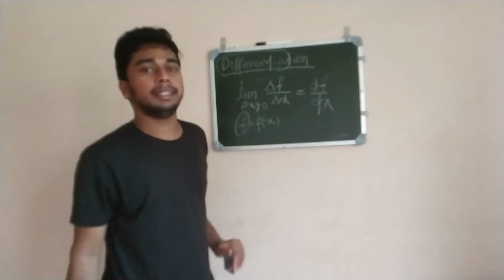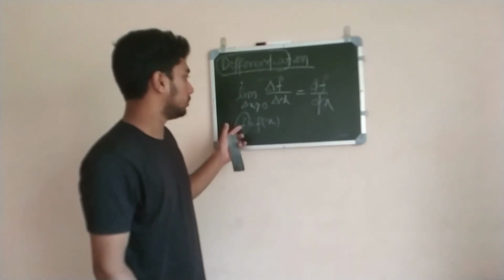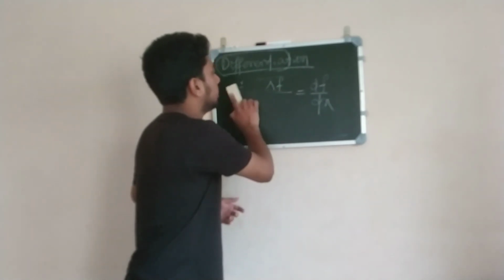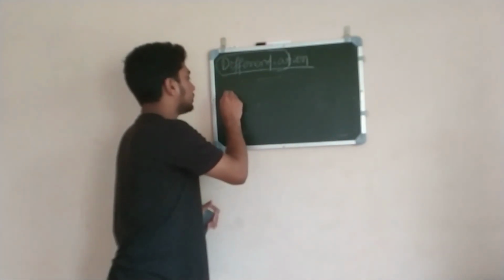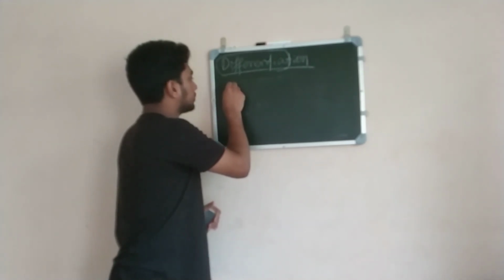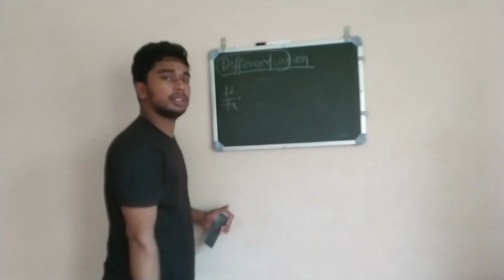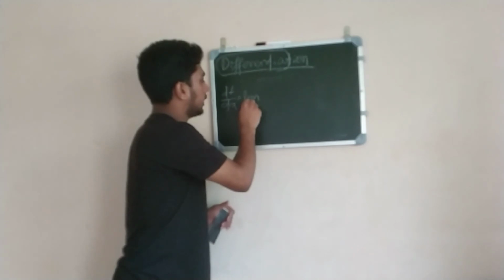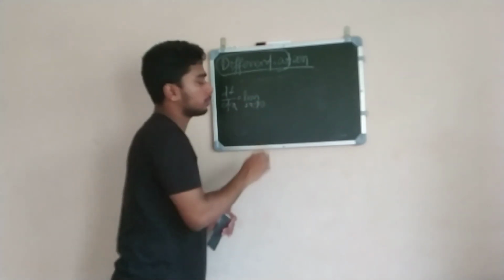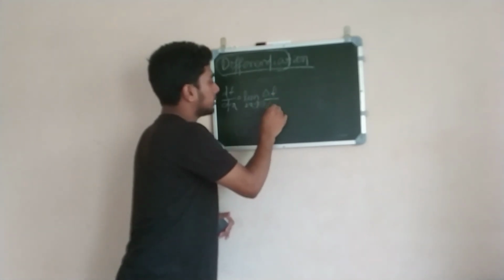This is written as df by dx. So this is how we define the limit. Or more explicitly, I can write the limit dy by dx, df by dx is equal to limit del x tends to 0, then del f by del x.